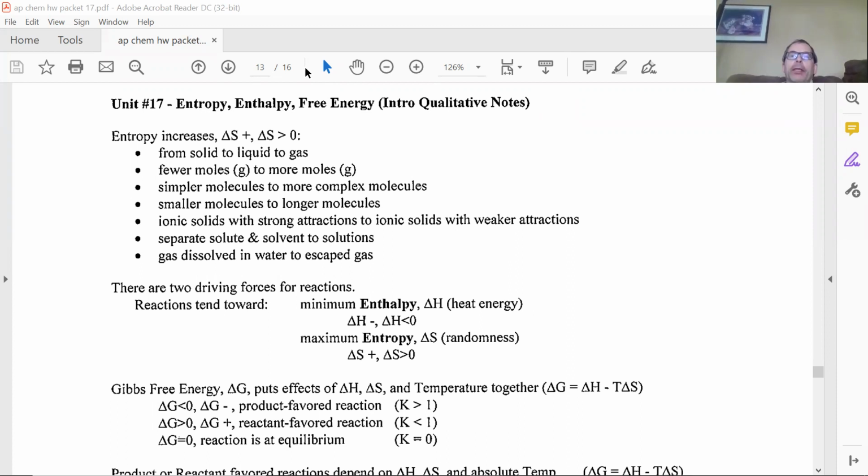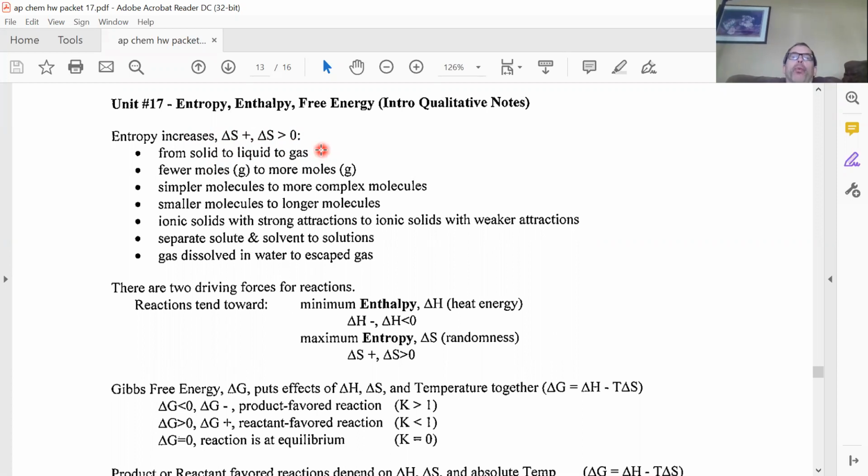And entropy is the degree of disorder, or number of probable states. And it is favorable. The natural progression is a change in S, an increase in entropy, or delta S is greater than zero. So what are some things where we see delta S increasing? Going from a solid to a liquid, or a solid to a gas, or a liquid to a gas. There are more probable states.